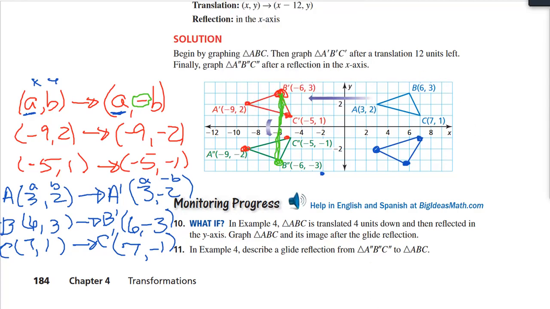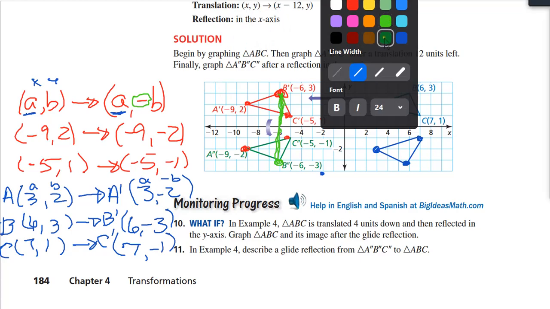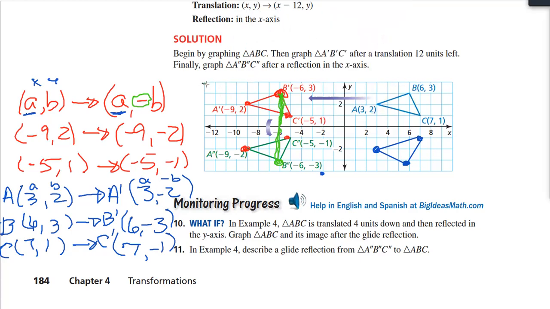What would be the reflection of, let's just choose some other random points here. This point right here. First of all, what are the coordinates of this point? Somebody tell me in the chat, what are the coordinates of this little point right here?